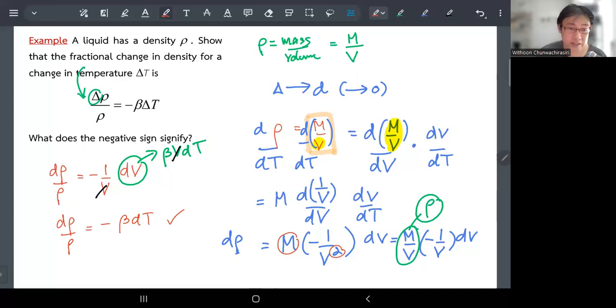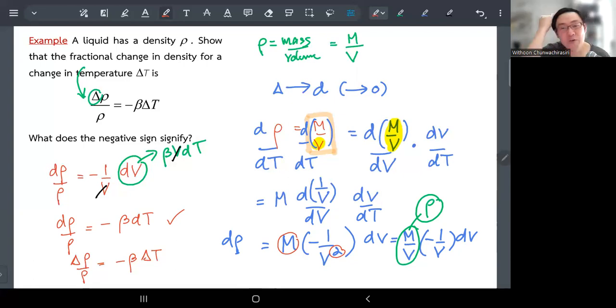All right. When I say you're done, what we have over here is the differential form, and you can use this as an approximated expression for the change, or the delta. So that means delta rho over rho is going to be negative beta delta T. You are done. It's kind of fun.